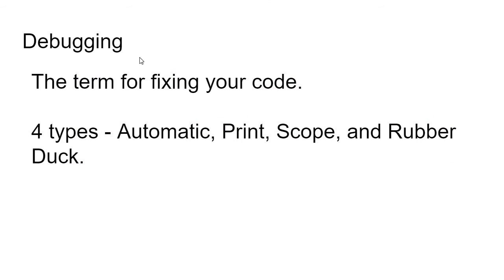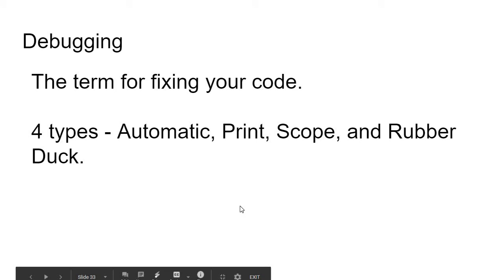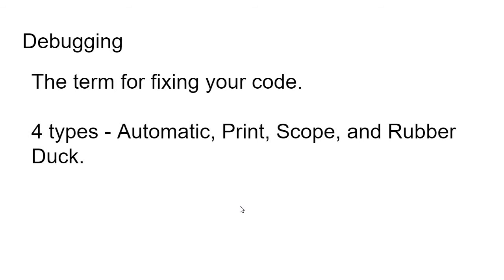Then let's talk about debugging. This is the term for fixing your code. Well, there are 4 usual types which you can use: automatic debugging, print debugging, scope debugging, and rubber duck debugging. All these 4 types are useful, even though I prefer rubber duck, and you will see why.